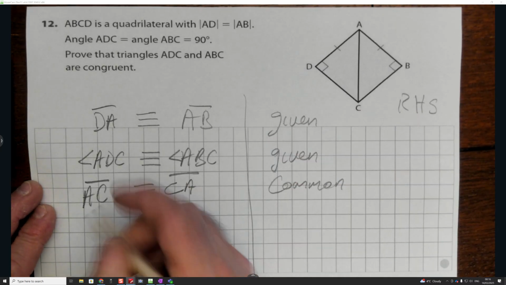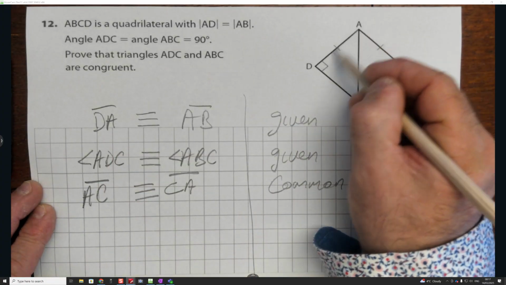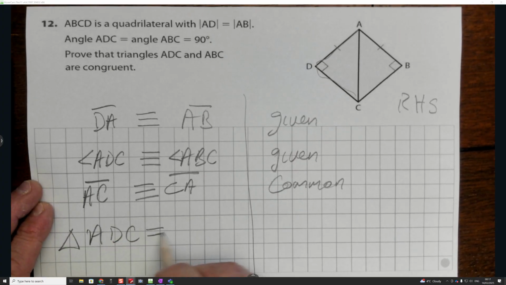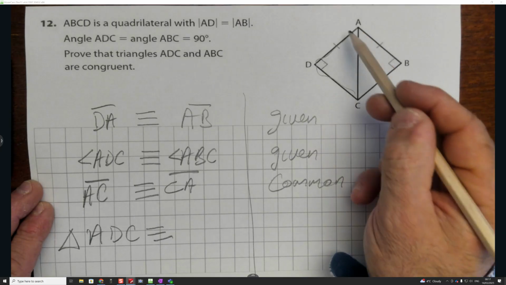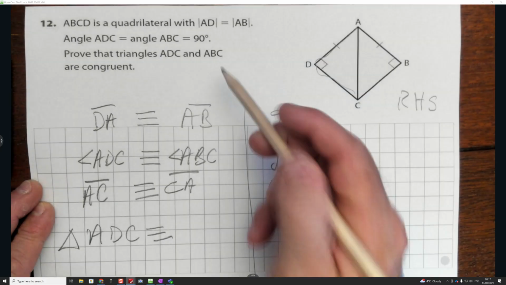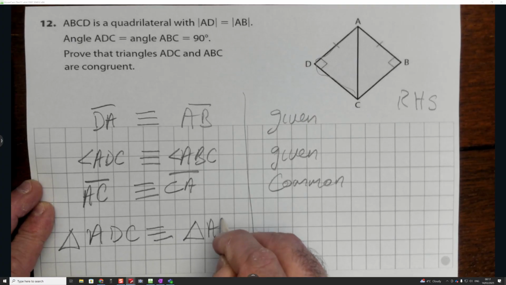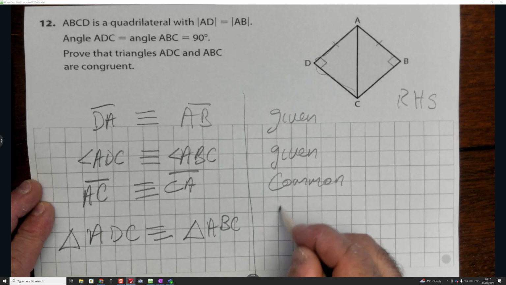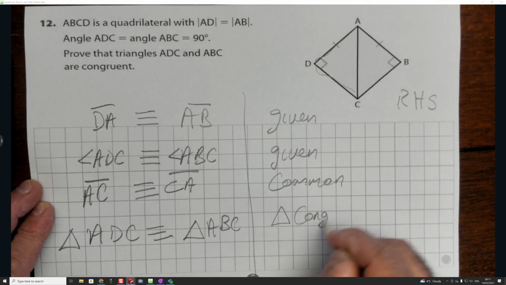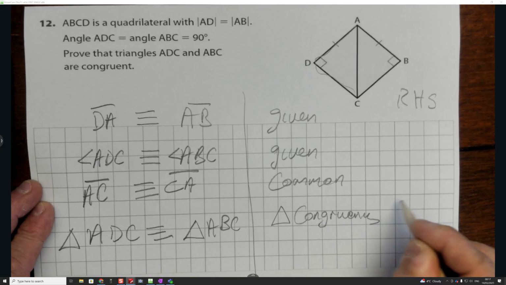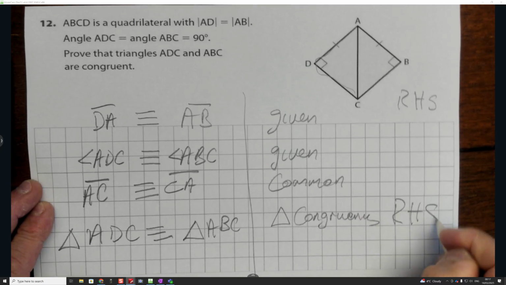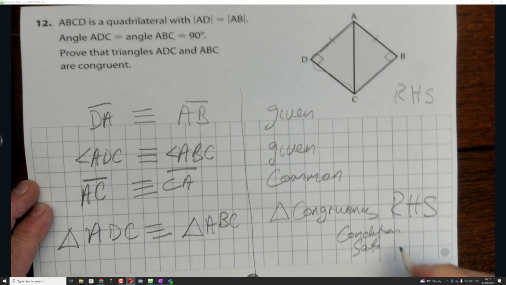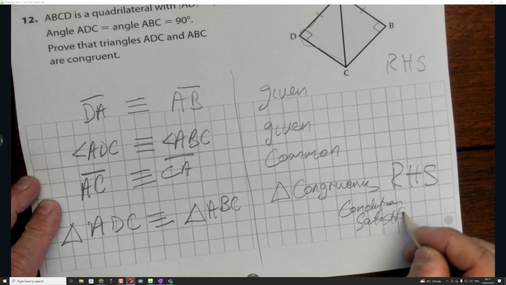So here we go. We're ready for it. Now they probably did this wrong again. Did they? Triangle ADC. The first one can never be wrong. We just have to make sure the second one is done correctly. Is congruent to, so they went along this line and through the right angle. So as long as they say ABC, okay, they got it right this time. Great. ABC. And what are we saying? Why are they congruent? So triangle congruency, RHS condition satisfied. Okay, I didn't have to write that, but I'm writing it now, and there you go.